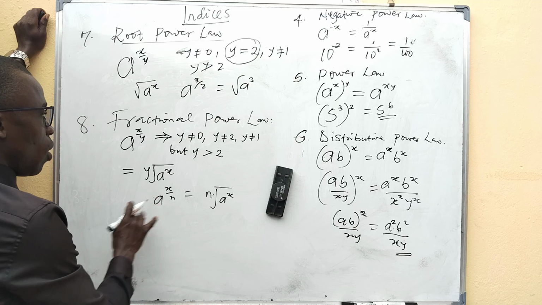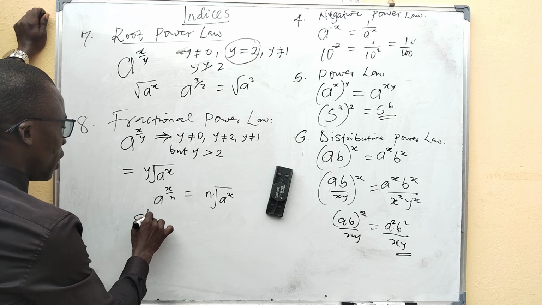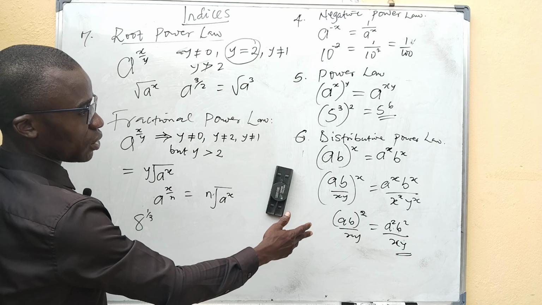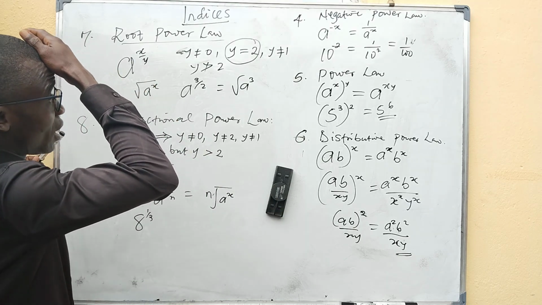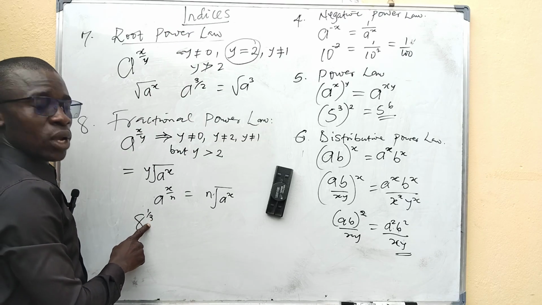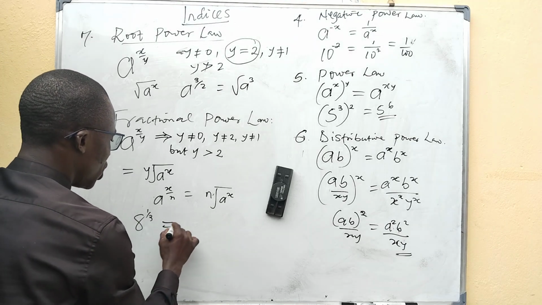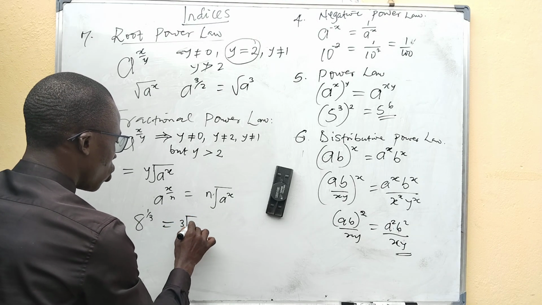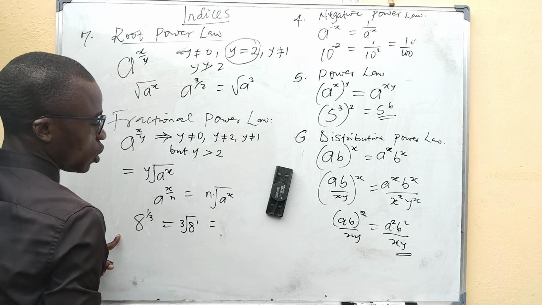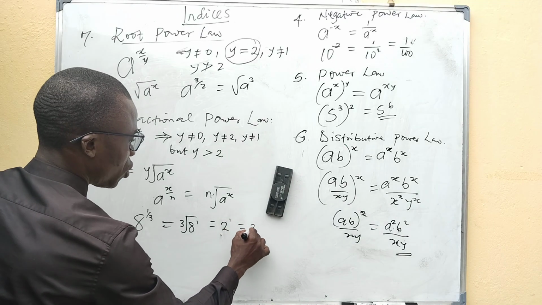Okay, let's take a number example. If I have 8 raised to power 1 over 3, what did you observe now? Check the other examples I was using in terms of root power law. You see that the denominator was always 2. But now the denominator should not be 2. What this gives us is cube root of 8 raised to power 1, which is cube root of 8. And cube root of 8 is what? 2, which is 2 times 2 times 2, which is 2 raised to power 1, and its answer is 2.